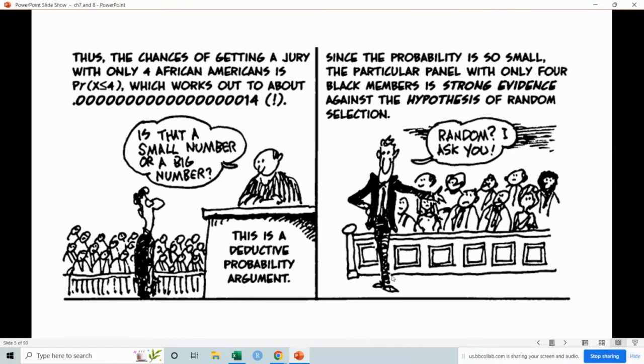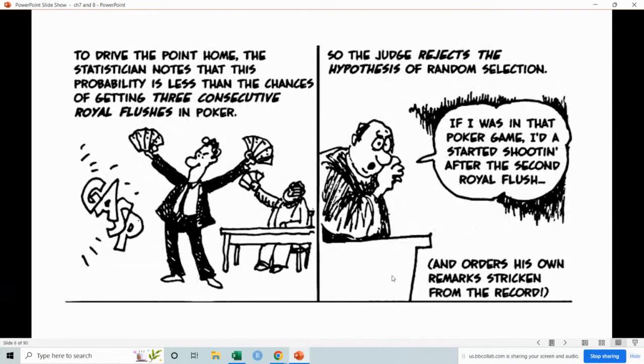So this is a deductive probability argument. Since the probability is so small, the particular panel with only 4 black members is strong evidence against the hypothesis of random selection. To drive the point home, the statistician notes that this probability is less than the chances of getting 3 consecutive royal flushes in poker. So the judge rejects the hypothesis of random selection. If I was in that poker game, I started shooting after the second royal flush, and orders his own remarks stricken from the record.